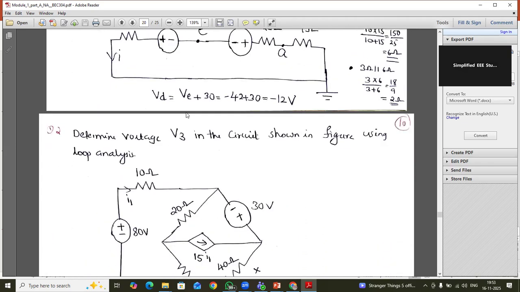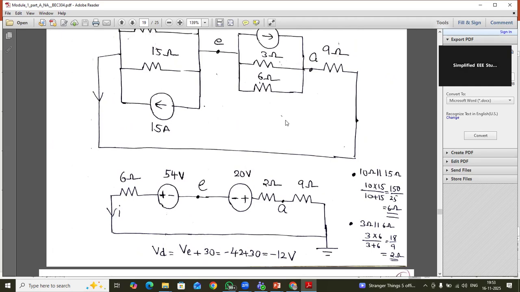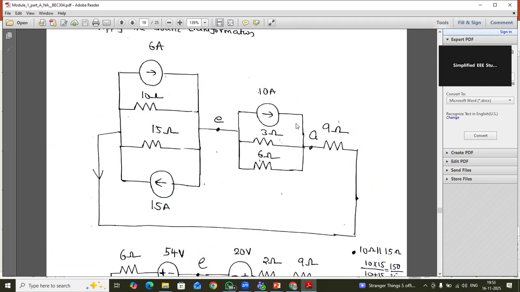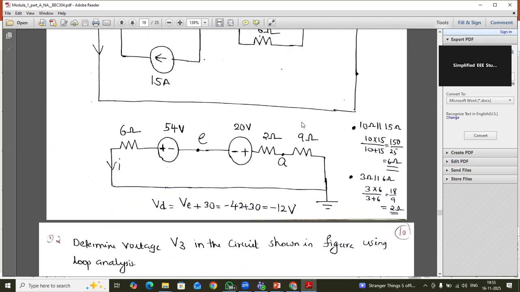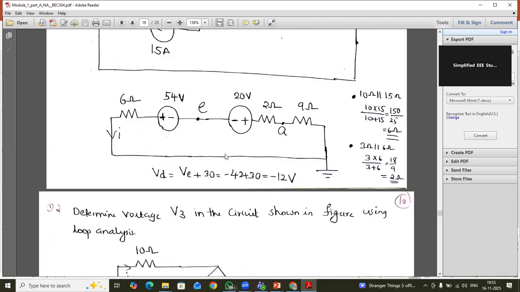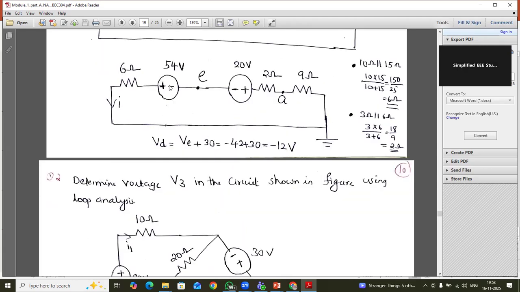And finally, you should know how to calculate series and parallel: R1 R2 by R1 plus R2 if two resistors are connected in parallel. If two resistors are connected in series, you should know R1 plus R2. So those concepts you should know. Then I think it will be very easy. And you should take care about polarity. If there is a difference in polarity, you have to take the difference.